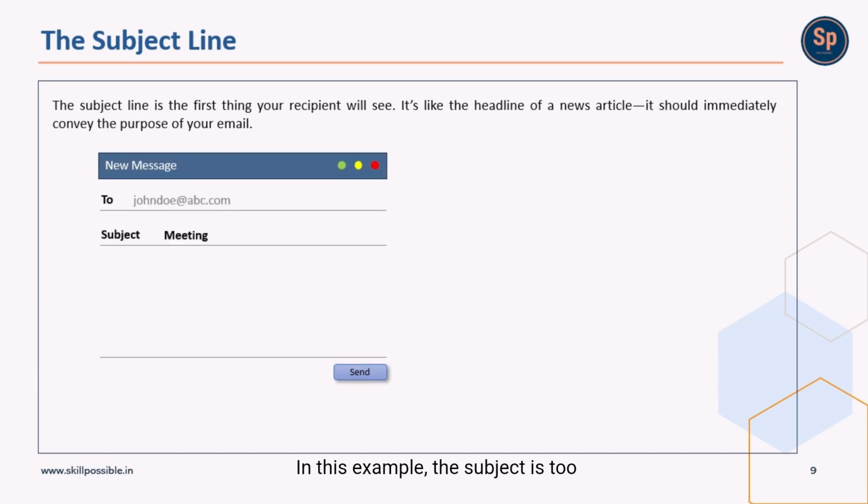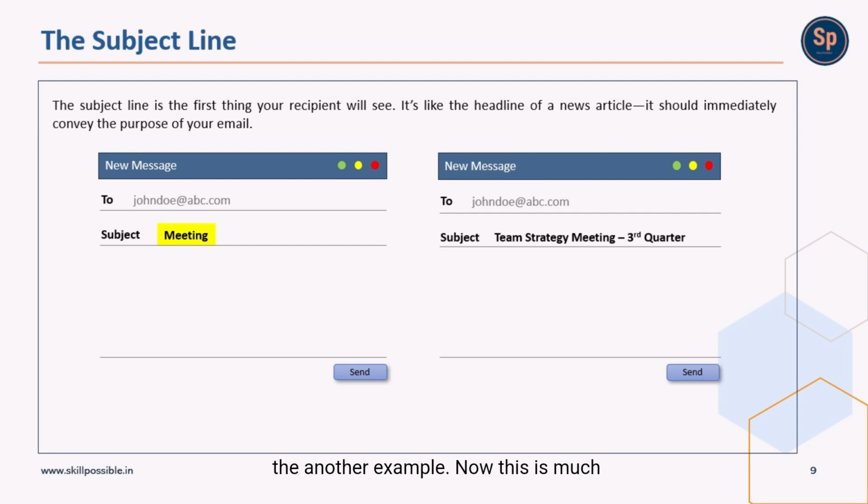In this example, the subject is too vague. What kind of meeting? With whom? When? It's not clear. Now let's look at another example. Now this is much better. It's clear, specific, and tells the recipient exactly what the email is about.